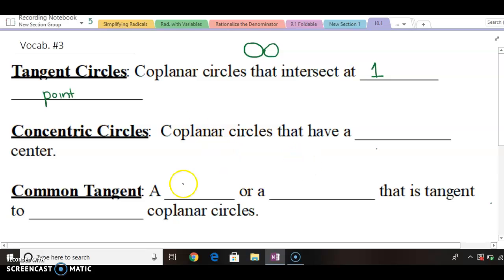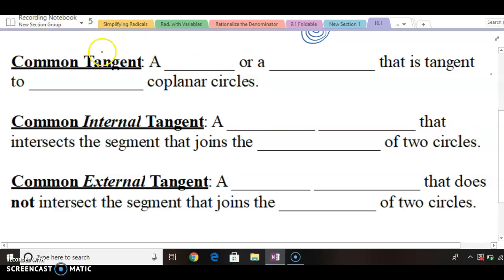All right, so concentric circles are coplanar circles that have a common center, or the same center. So think of like a bullseye where you have one around another, around another. All these circles have the same center. Okay, so they would be considered concentric circles.